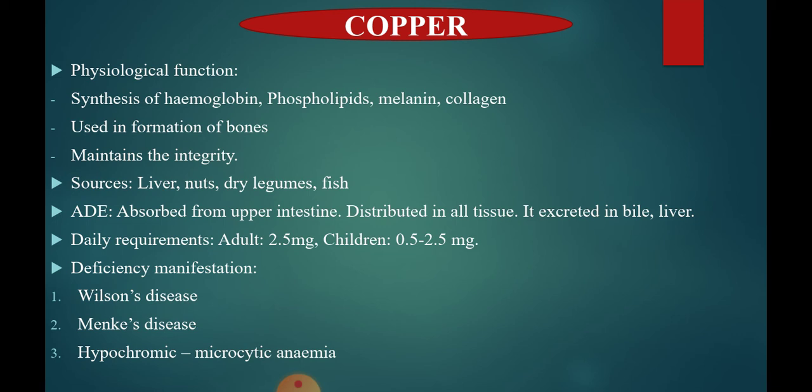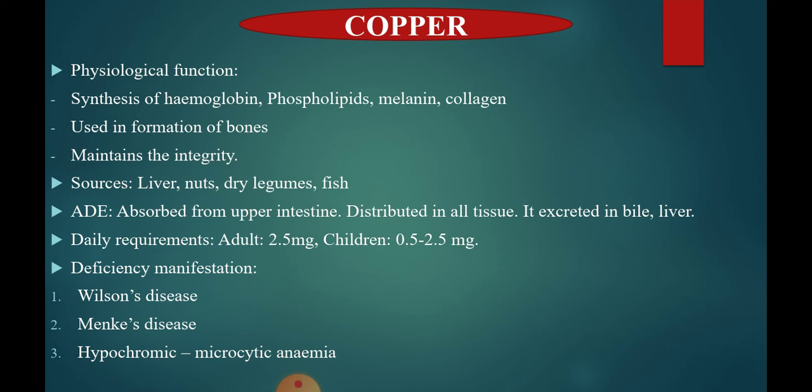Dietary copper is absorbed by an active transport mechanism up to 5 to 10% and is mainly absorbed at the upper intestinal tract and transported by serum albumin to various tissue stores. Copper is widely distributed in all tissues, excreted mainly in bile by the liver. Daily requirement for copper in adults is 2.5 mg, for children it is 0.5 to 2.5 mg.